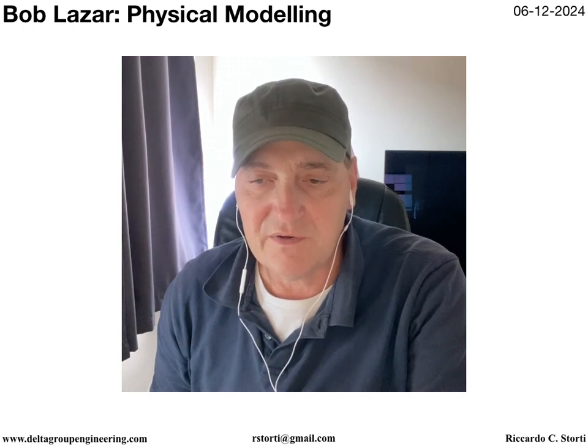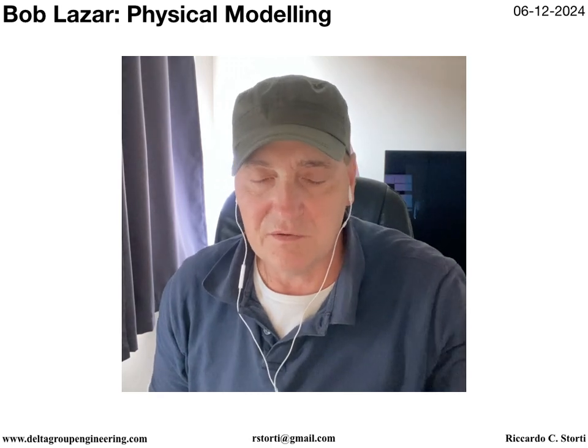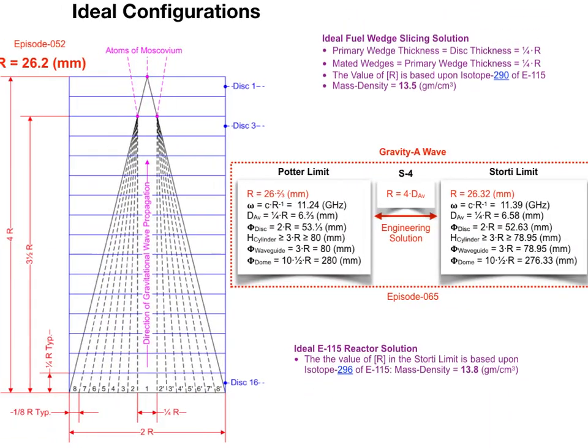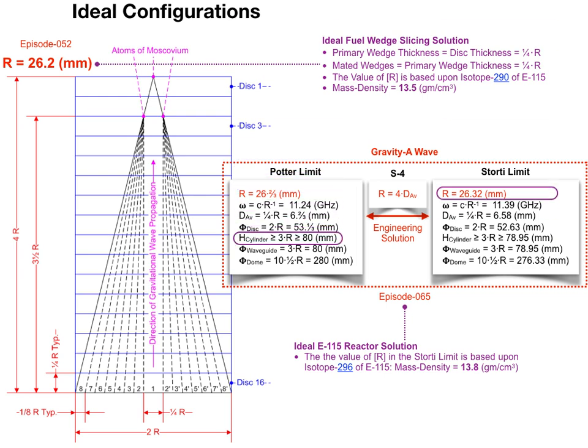Okay, let's begin our adventure by considering some ideal configurations. We saw in episodes 108 and 109 that we may represent ideal configurations in accordance with episodes 52 and 65. The key design principle is that the engineering solution is anchored to 1/4 R, that is, 1/4 of the gravity A wave fundamental wavelength. Thus, viewers should notice that the primary wedge thickness equals the disk thickness, which also equals 1/4 R, and in turn also equals 1/4 of the gravity A wave fundamental wavelength.